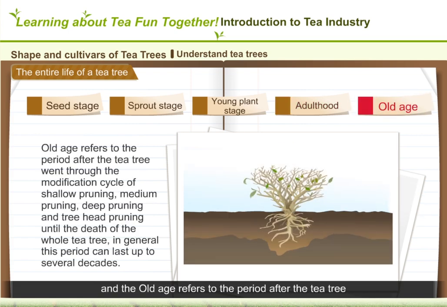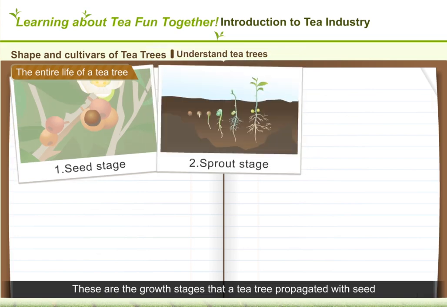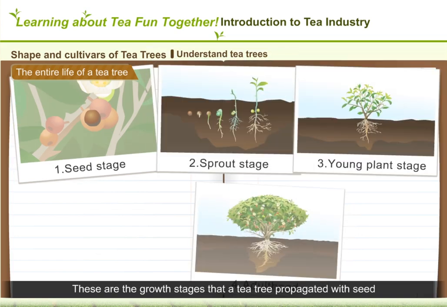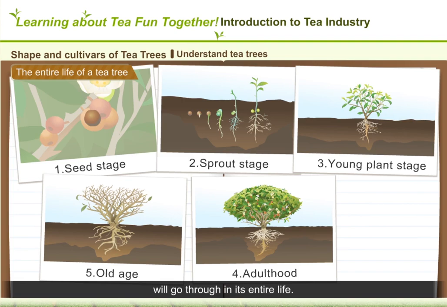And the old age refers to the period after the tea tree went through the modification cycle of shallow pruning, medium pruning, deep pruning, and tree collar pruning until the death of the whole tea tree. In general, this period can last up to several decades. These are the growth stages that a tea tree propagated with seed will go through in its entire life.